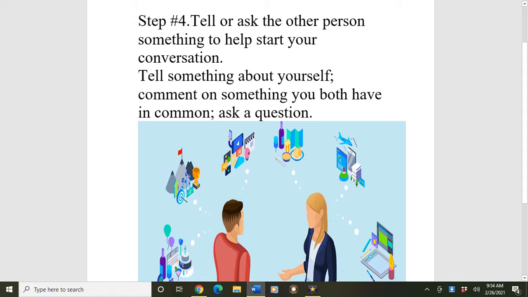You want to share something of yourself, maybe comment on something you both have in common, ask a question. A lot of times, frequently after an introduction, I like to engage in small talk. And what that means is it's not going to be something real deep or real personal. I just might say, hi, it's nice to meet you. Thank you so much for the opportunity to do this interview. Or, how long have you been working here? Or, what sorts of things am I going to be doing on the job?